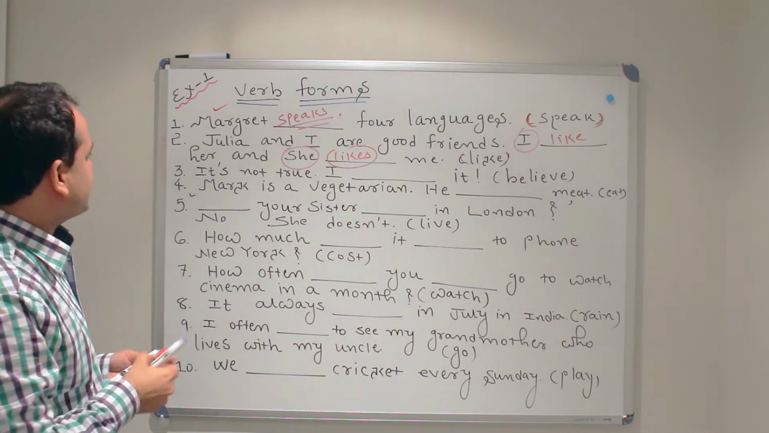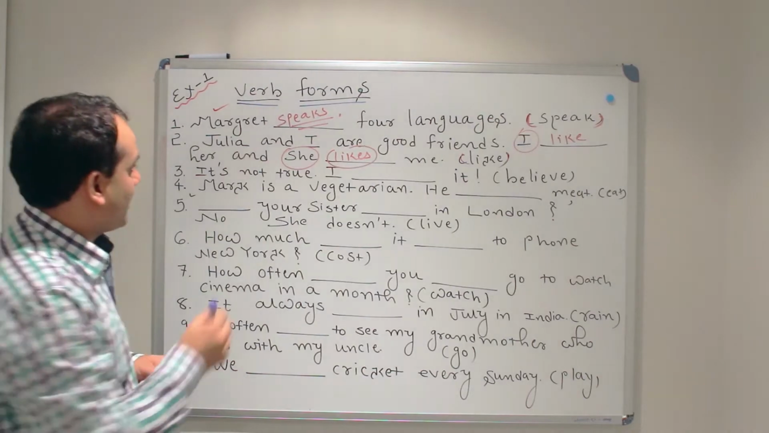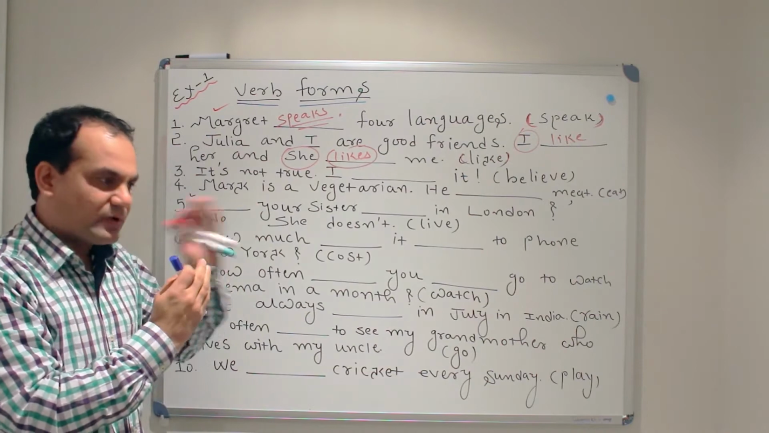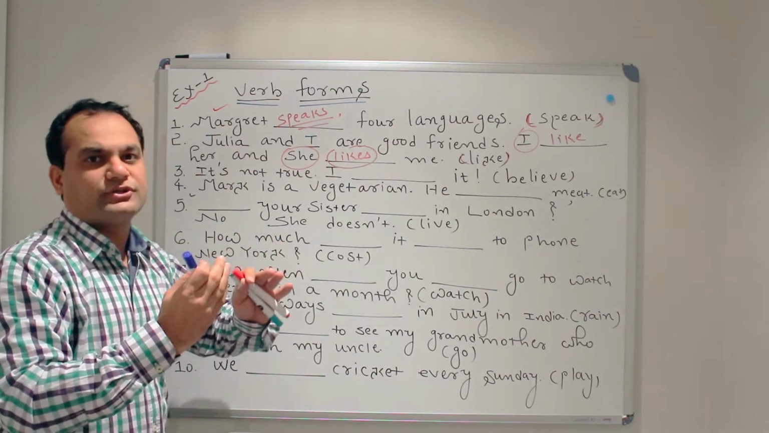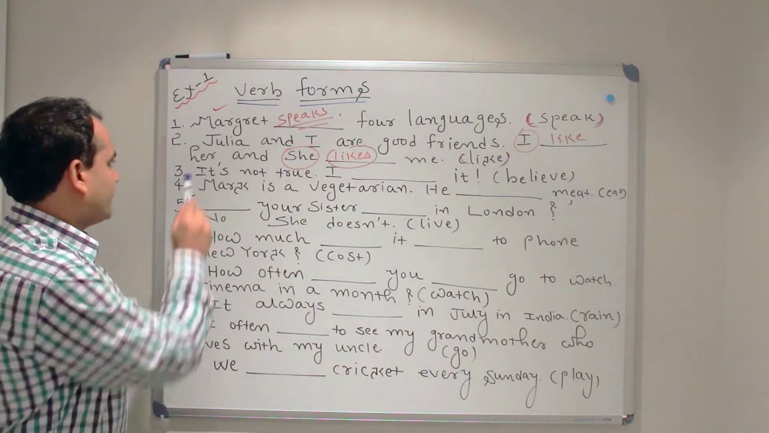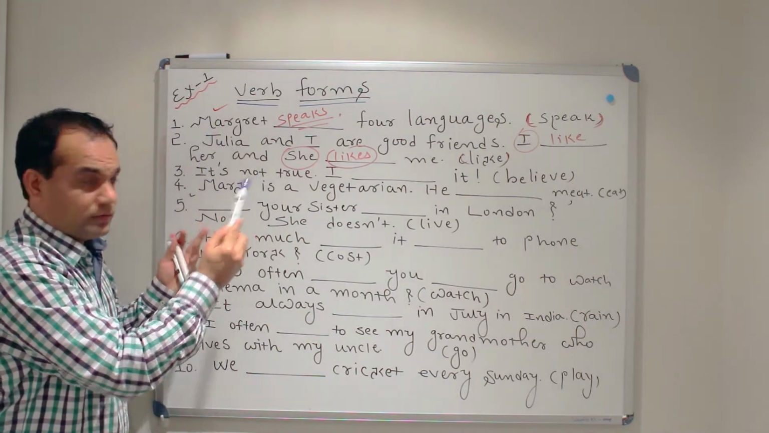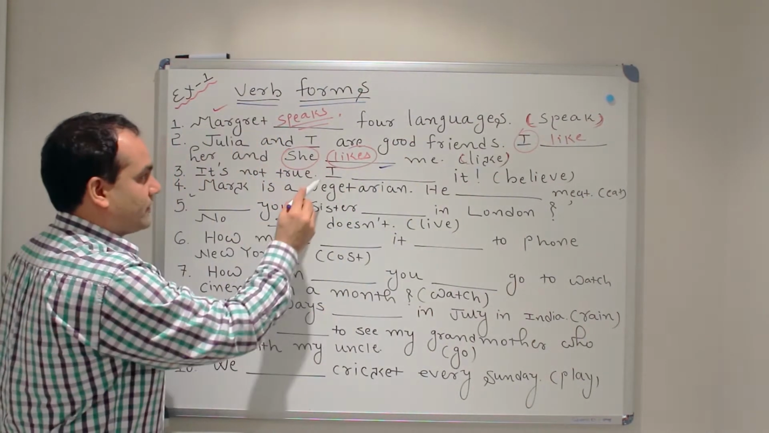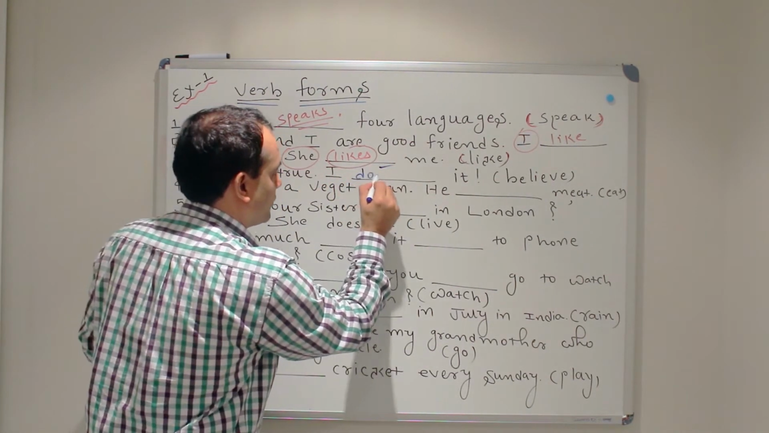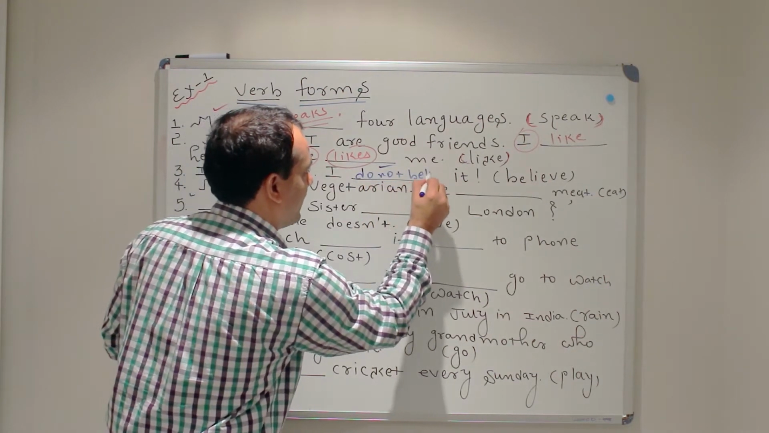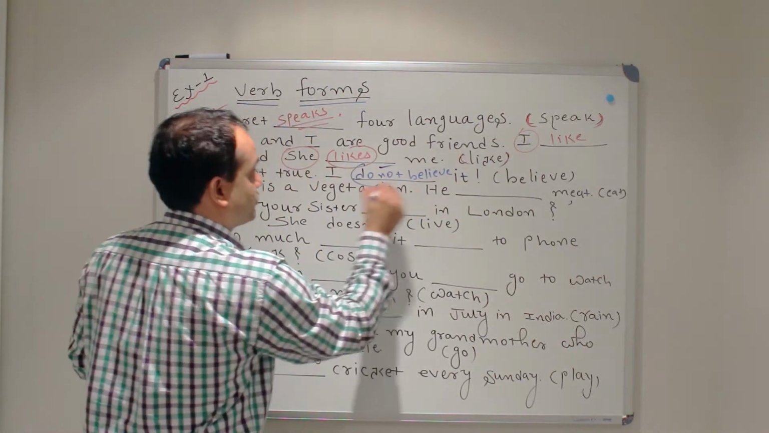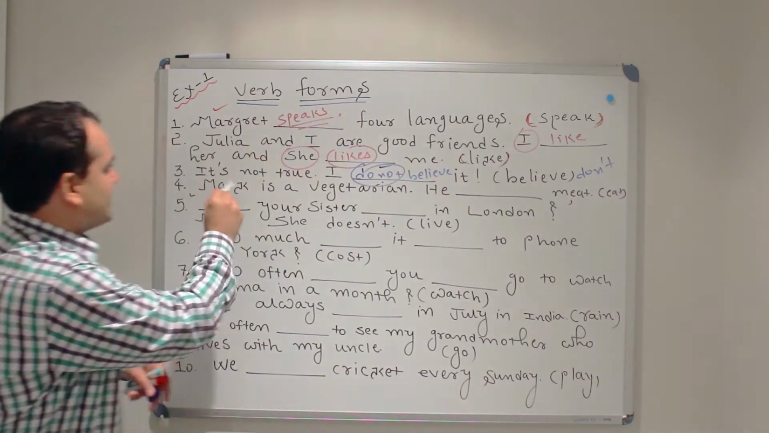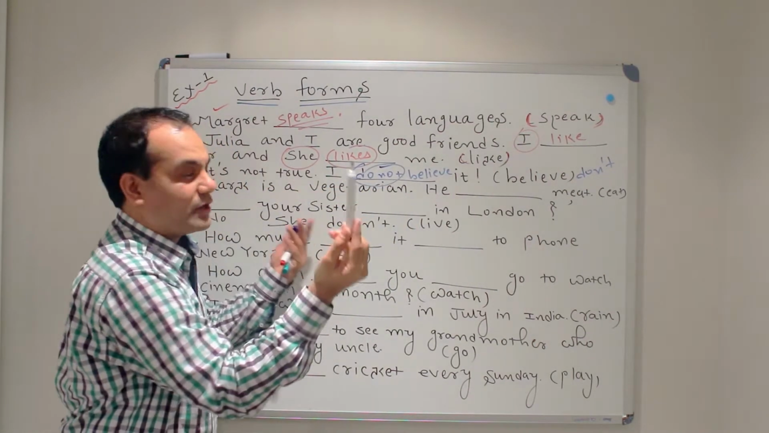Then the third example is it's not true, I dash it. So there has to be some connection between one sentence and the second one. There can't be contradiction in the two sentences. So the first sentence says it's not true, so it has to be the negative sentence in the second one. So I do not believe it. You can use don't as well if you want. So it's not true, I don't believe it, or I do not believe it.